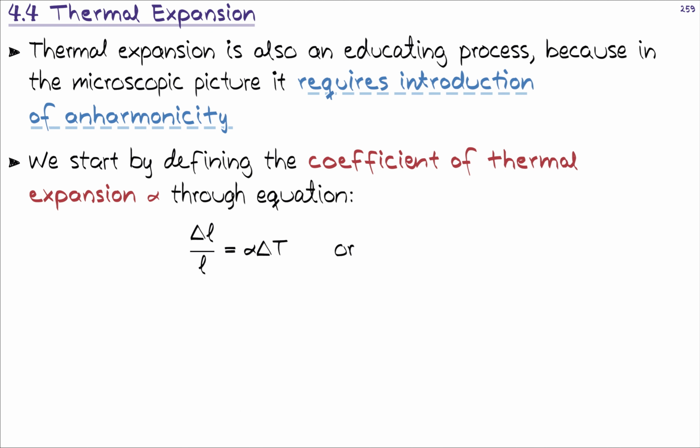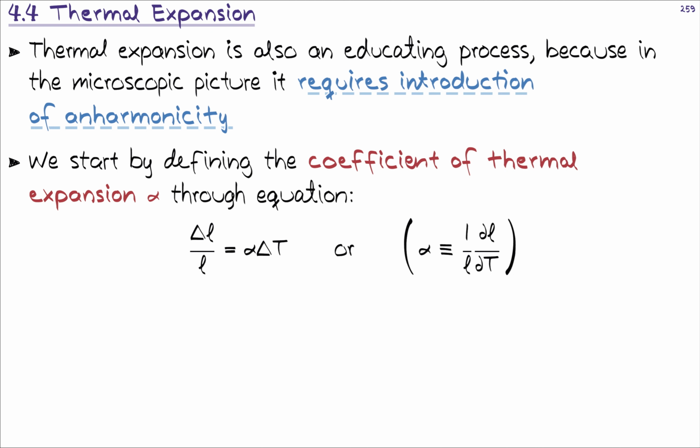Another way of defining things is that, of course, we can define alpha as 1 over L times the change of the length of our object with respect to temperature. So that's maybe a more formal way of defining the coefficient of thermal expansion. We have 1 over L, the length of our object, times the change in the length of our object with respect to temperature changes.